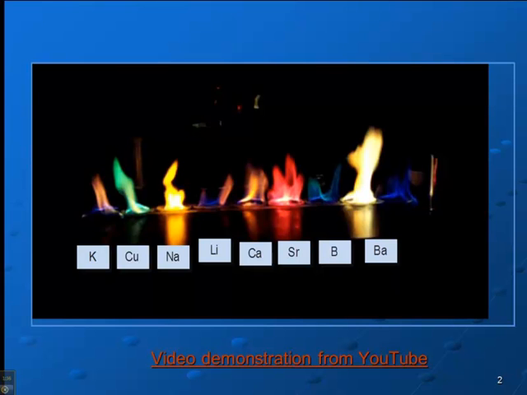The colors that come out of an atom as it's heated up is specific to that atom, and it's specific to that atom because of the way the electrons are arranged around in that atom. And that's what we're focusing on in this chapter. So the colors tell us the way the electrons arrange themselves around the nucleus.